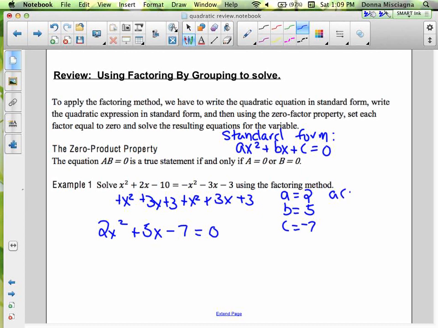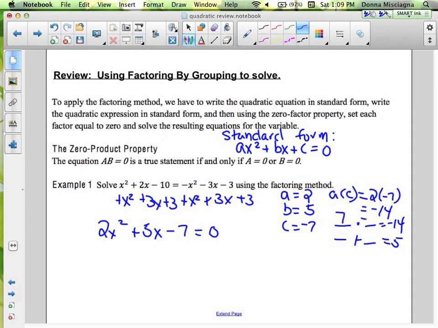So a times c, actually I don't even have to write parentheses there, but that's okay. A times c is equal to 2 times negative 7, which would be negative 14. And our b term, notice, is 5. So we need two numbers that multiply to give us negative 14, but add to give us 5. Well, that's going to be a positive 7 and a negative 2.